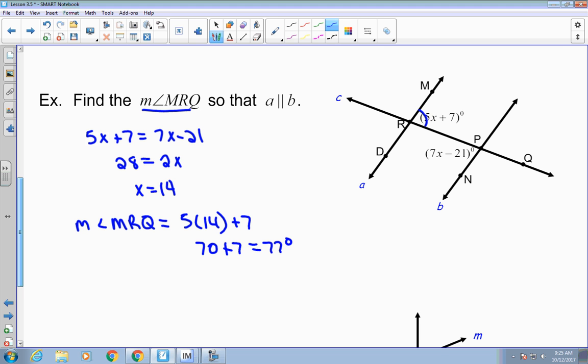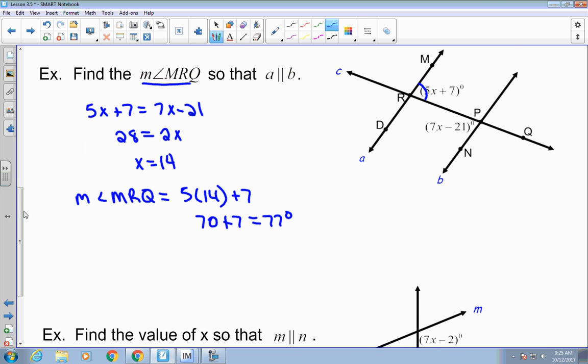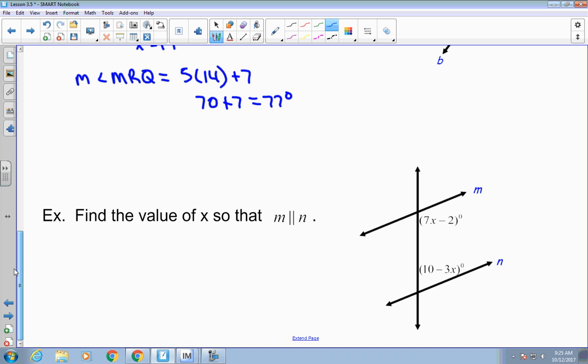Find the measure of angle MRQ. No, it just says, what would the measure of the angle have to be for them to be parallel? And so it's kind of a backwards proof because you're using algebra instead of a two-column proof. But if you could show that those alternate interior angles are congruent, then the lines would follow suit and be parallel. Okay, last one.